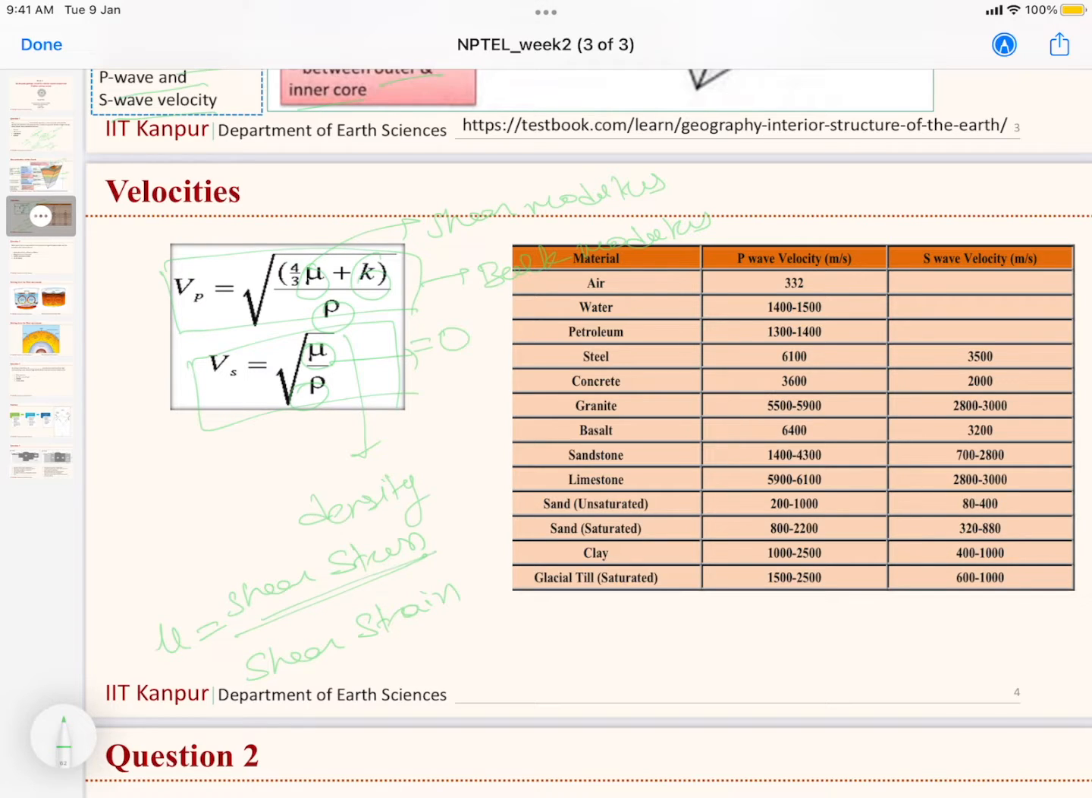It can't resist this stress, and due to the stress there will be a strain, because the shape of the fluid is changing, and this change is so large that we consider the shear strain almost equal to infinity. And if you divide anything by infinity, it comes to zero. So in the case of a fluid, and here the fluid can be liquid or gas, we get the mu value equal to 0. Since mu is equal to 0, Vs would also be equal to 0. I hope so far everything is clear.